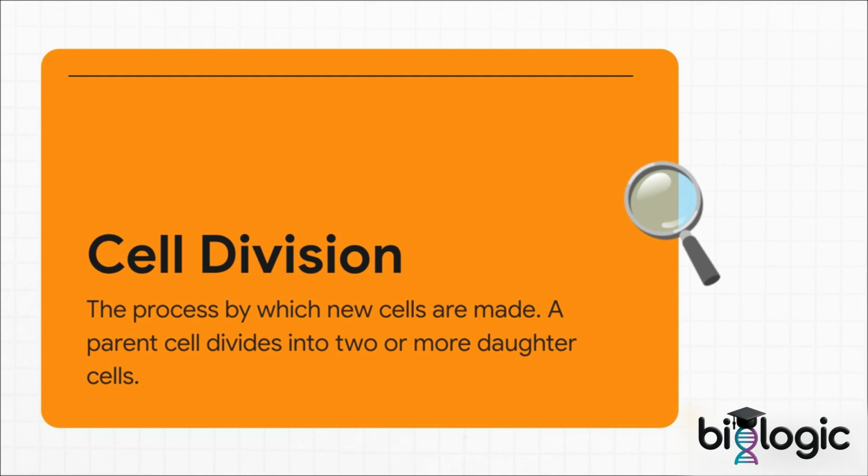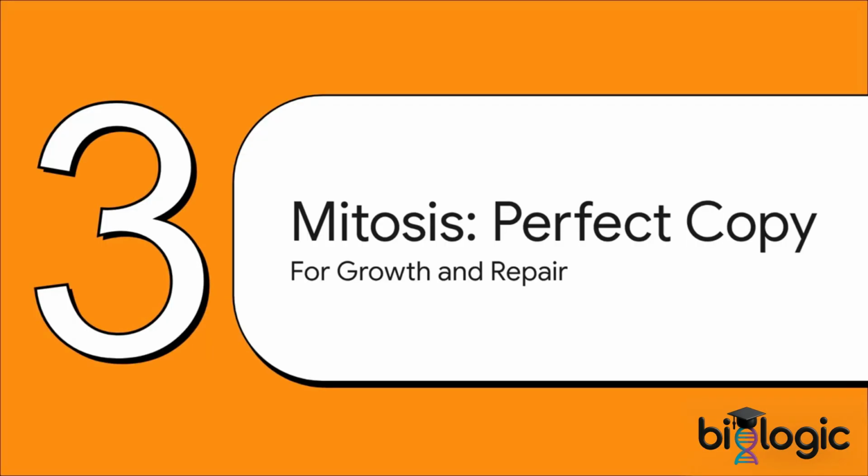But here's the thing, not all cell division is the same. Living things actually use two main methods for two very different reasons. So let's start with the one that helps you grow and heal every single day. First up, we've got mitosis. I want you to think of this as a biological photocopier. Its whole job, its entire purpose, is to make a perfect, exact replica of a cell. This is what you want for things like growing bigger or repairing tissue.